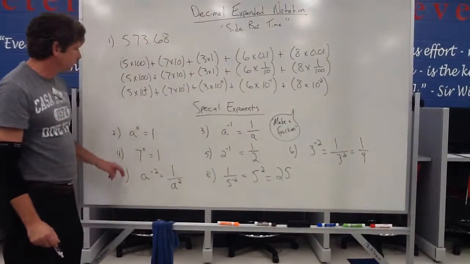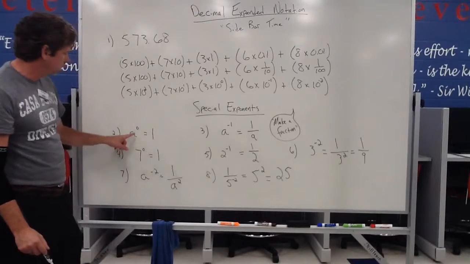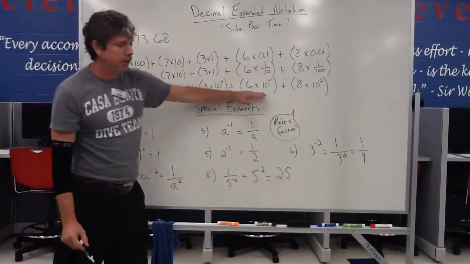So there's a little intro into some negative exponents and 0 as an exponent. It comes from some of these patterns up here that we see.